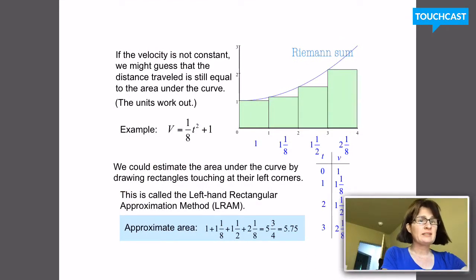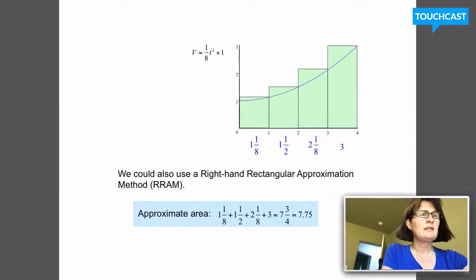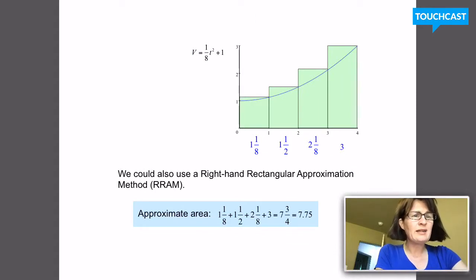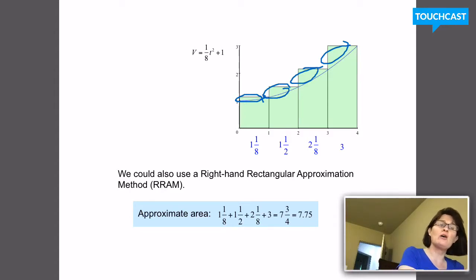Here I have a velocity curve, 1/8 t squared plus 1. I remember when I used left-hand rectangles, we said that every one of those left-hand rectangles left a little bit of space. And then when I had right-hand rectangles, every one of these right-hand rectangles was a little too big. So the LRAM approximation for this case was always going to be an underestimate, and the right-hand approximation, the RRAM approximation, was always going to be an overestimate.